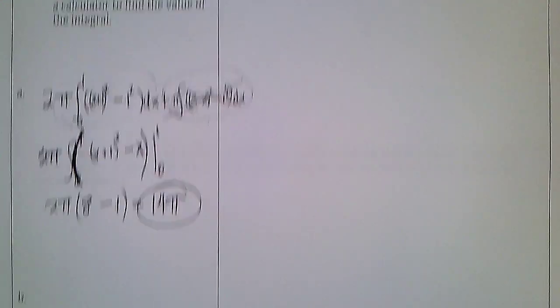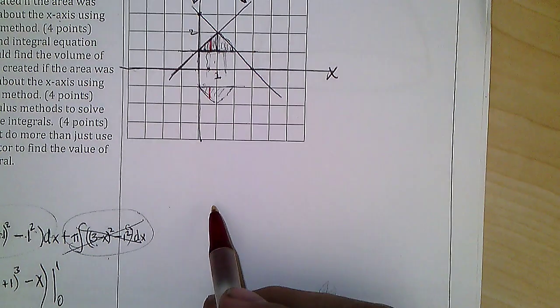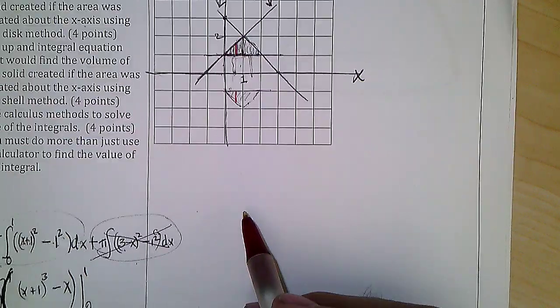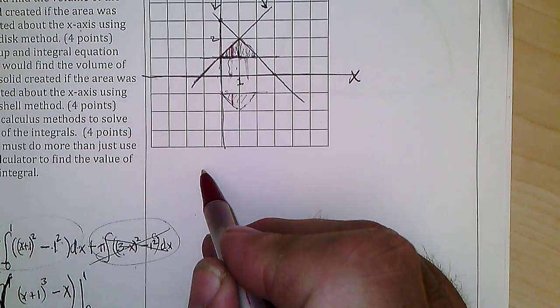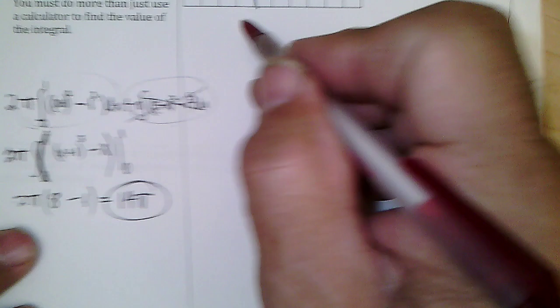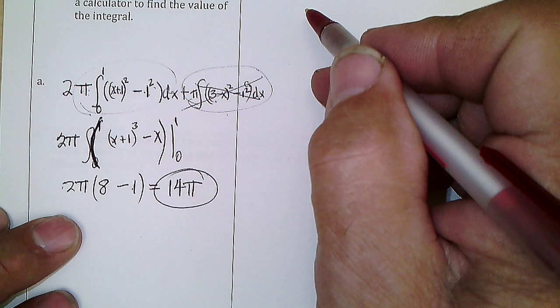So now the shell method. I'm going to do B over here so you can see it. Hopefully I can keep this on the screen. I'm sorry about this. A lot of that was off the screen. I'll go back there and show you that.